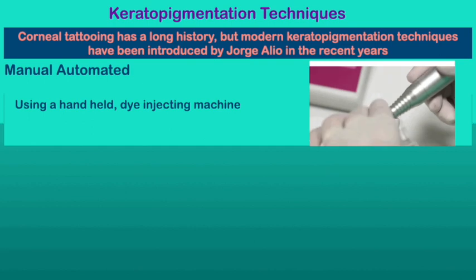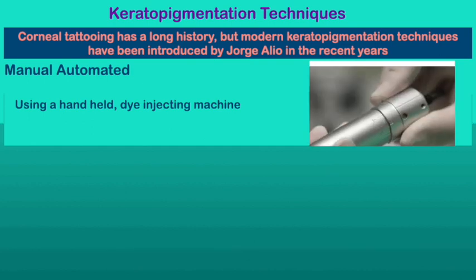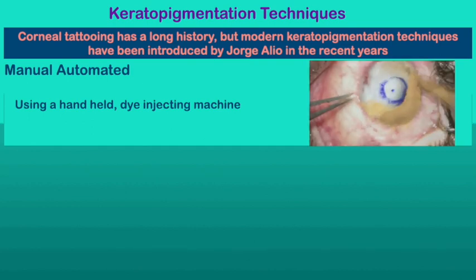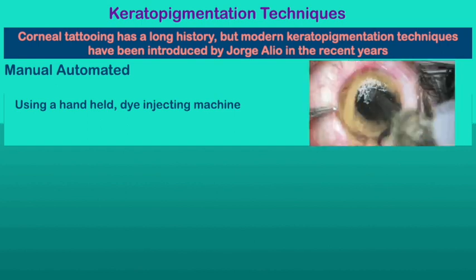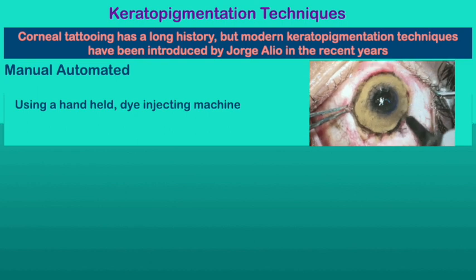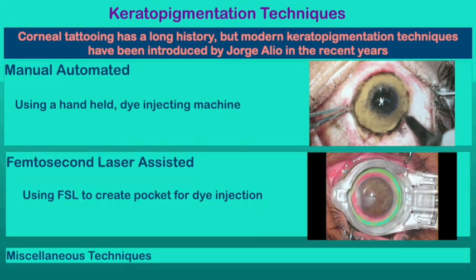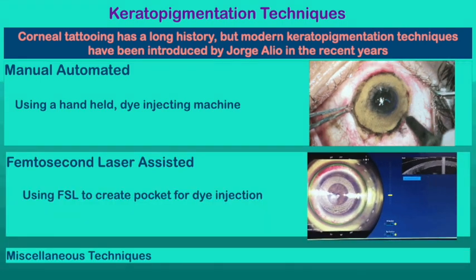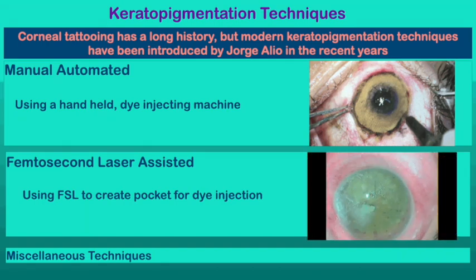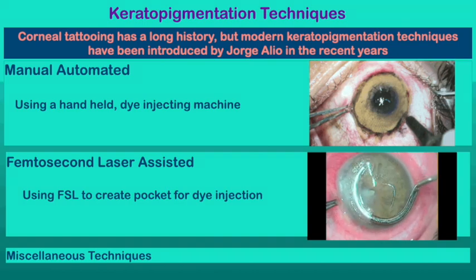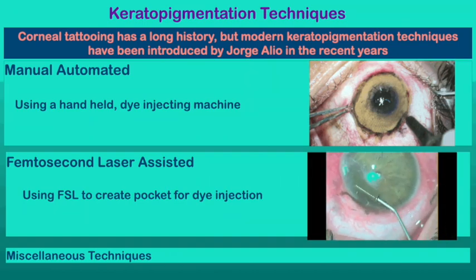Two main surgical techniques may be employed. First is the manual automated technique. In this method, a handheld, dye-injecting machine is used to introduce the pigment into the cornea. In the second technique, femtosecond laser is used to create a pocket for dye injection. There are some other manual techniques that we no longer use and will not be discussed here.